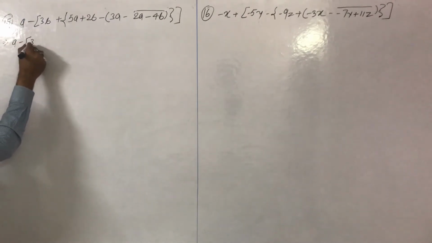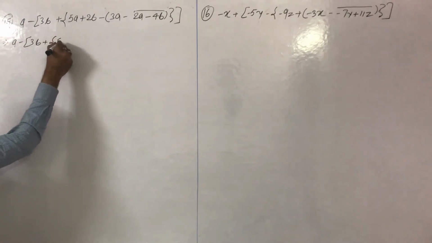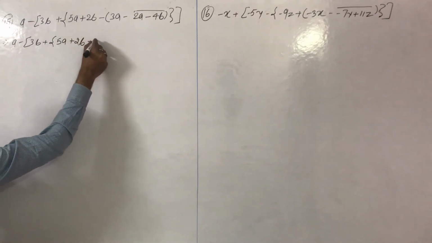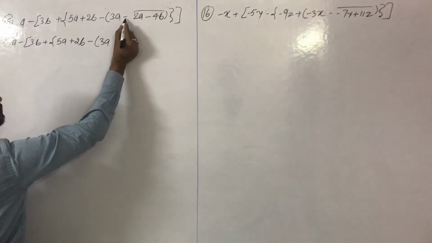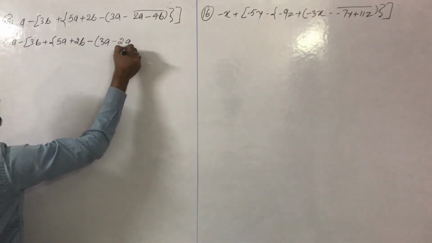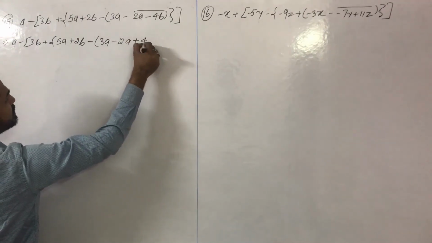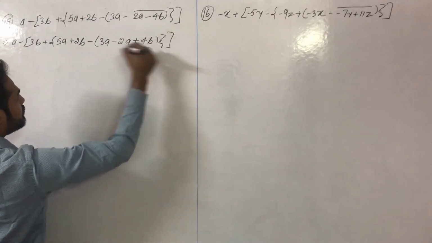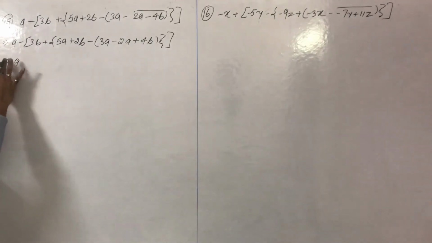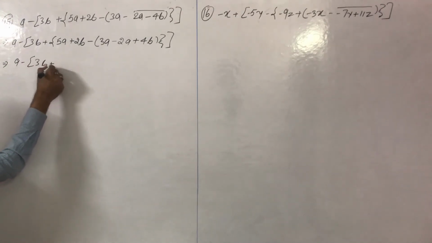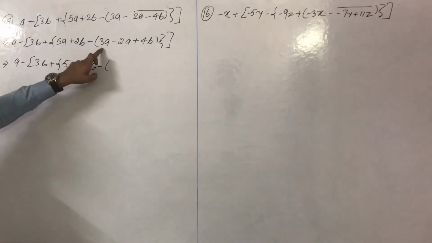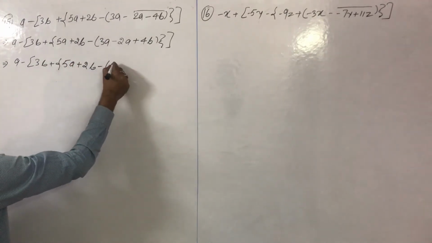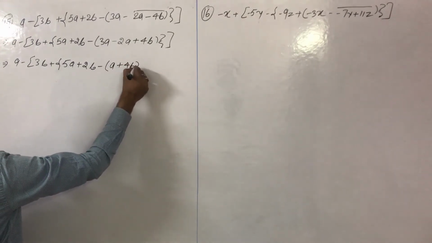a as it is minus 3b plus curly bracket 5a plus 2b minus, in bracket 3a. Now this is the bracket, so negative sign before bracket means minus 2a and minus minus plus 4b. Again a minus 3b plus 5a plus 2b minus, now in the bracket we have 3a and 2a, so 3a minus 2a is a, plus 4b.